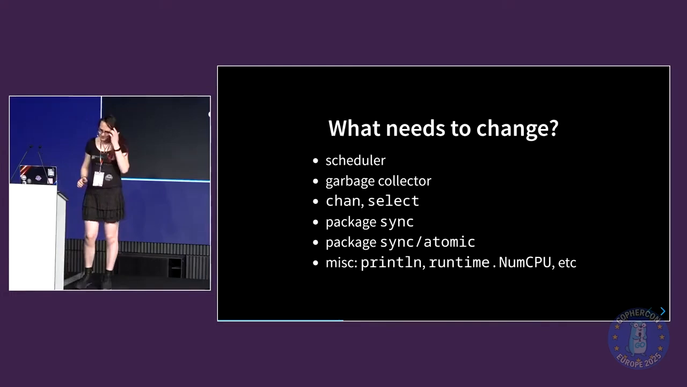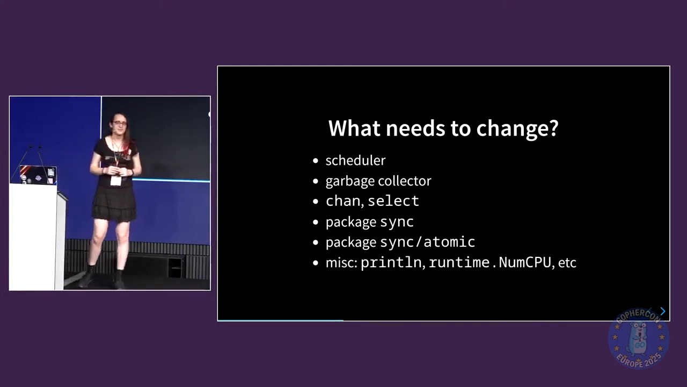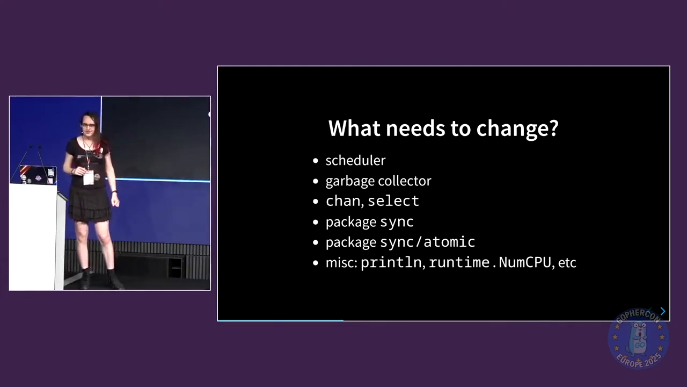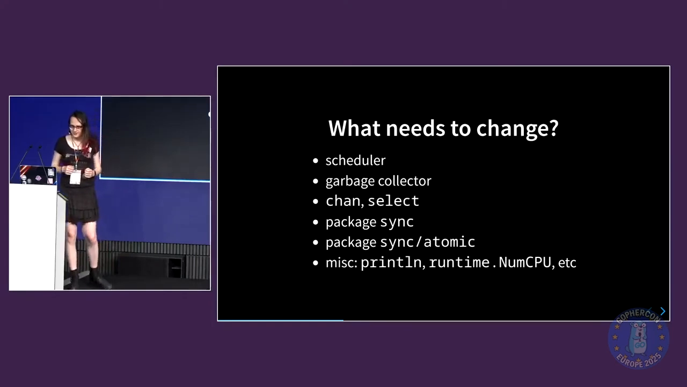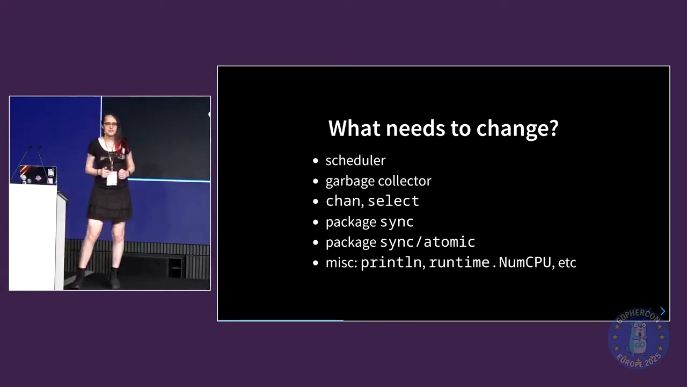So what needs to change? There are quite a few things that needed changing in TinyGo to make it support multiple goroutines running at the same time. Obviously, the scheduler. It was single-threaded before, and afterwards you have multiple threads, so you don't really have a scheduler anymore. It's the operating system. Garbage collection needs to be updated because it needs to stop the world. Go and select statements in the Go language need to be updated. Package sync needs to be updated.